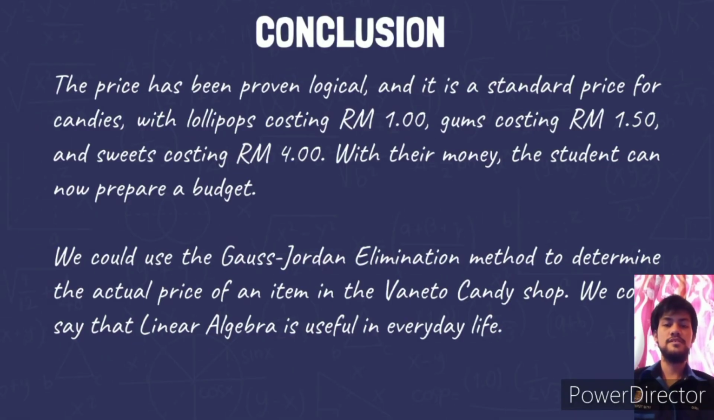This is proven logical, and it is the standard price for candies, with lollipops costing 1 ringgit, gums costing 1.50 ringgit, and sweets costing 4 ringgit. With their money, the students can now prepare a budget. We could use the Gauss-Jordan elimination to determine the actual price of an item in the candy shop. We could say that linear algebra is useful in everyday life.